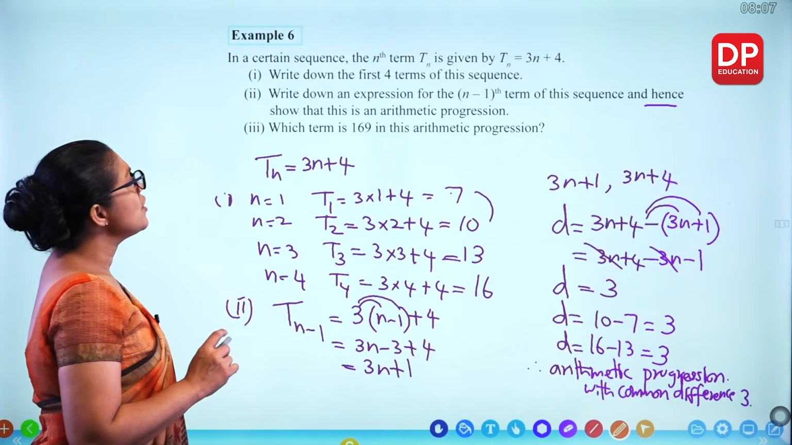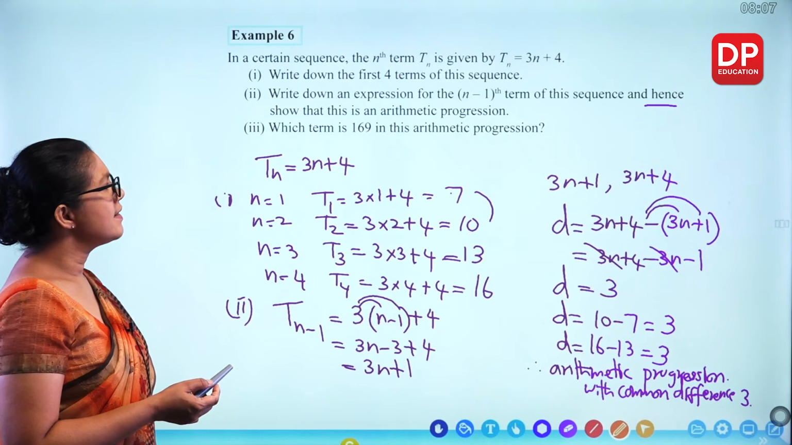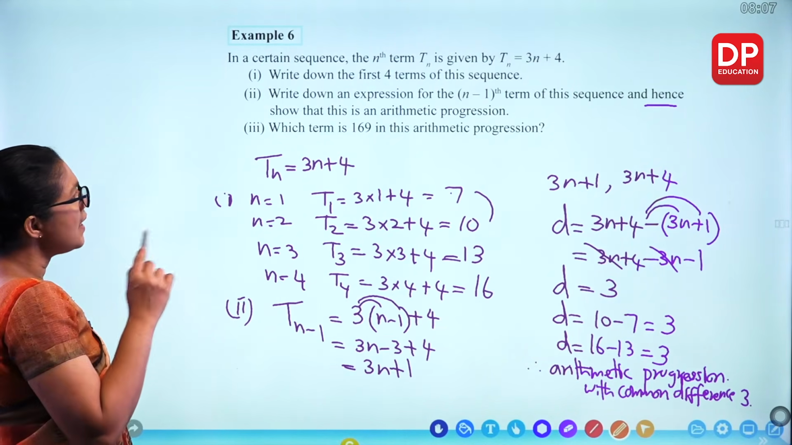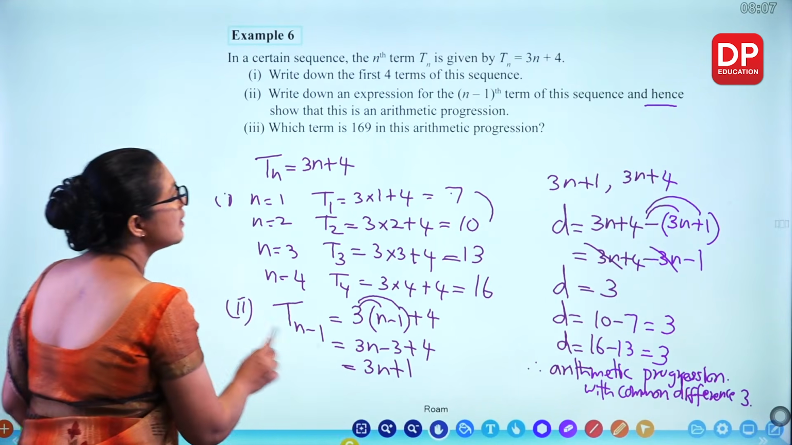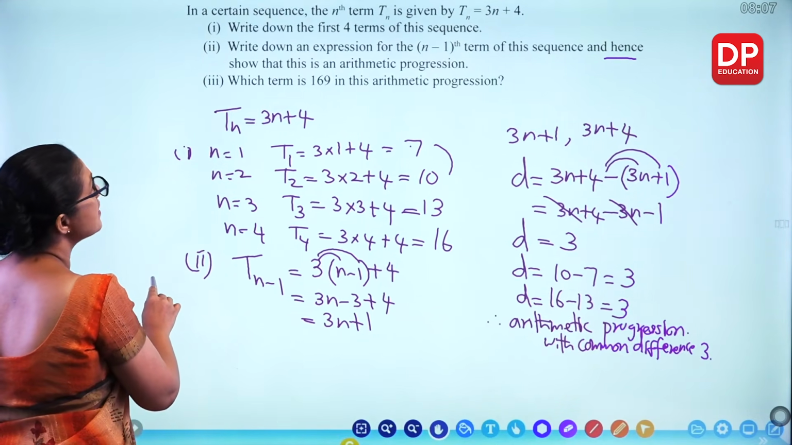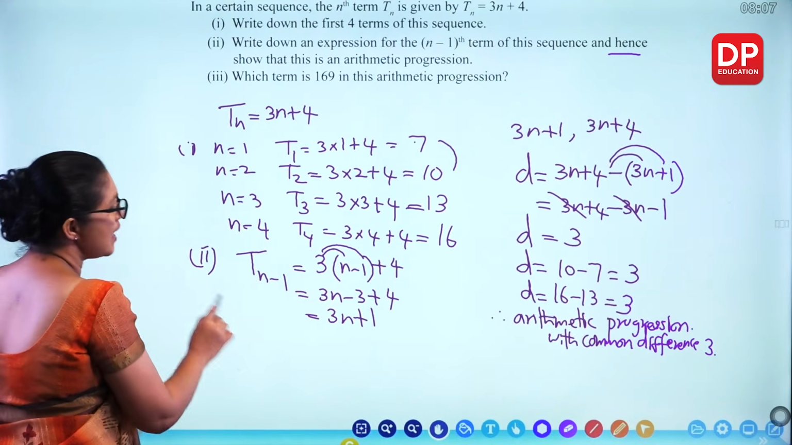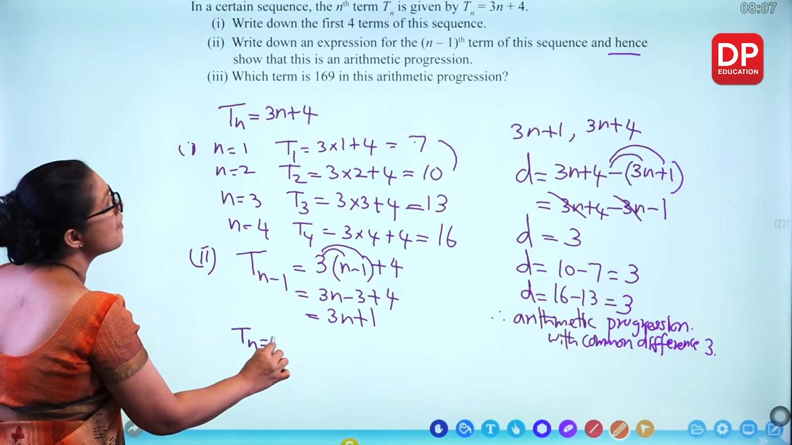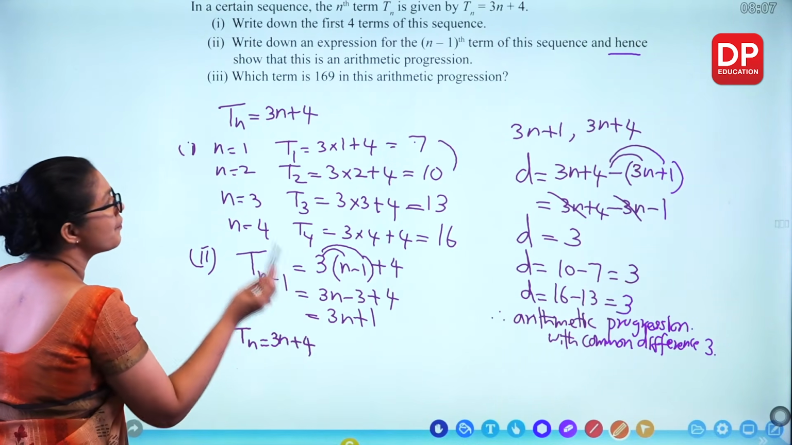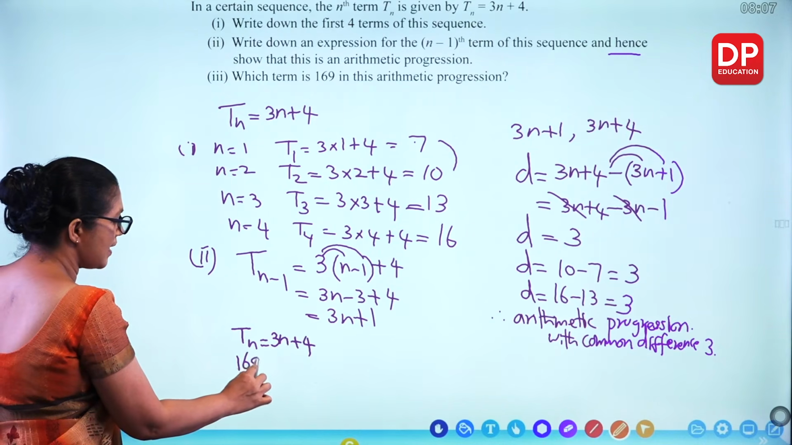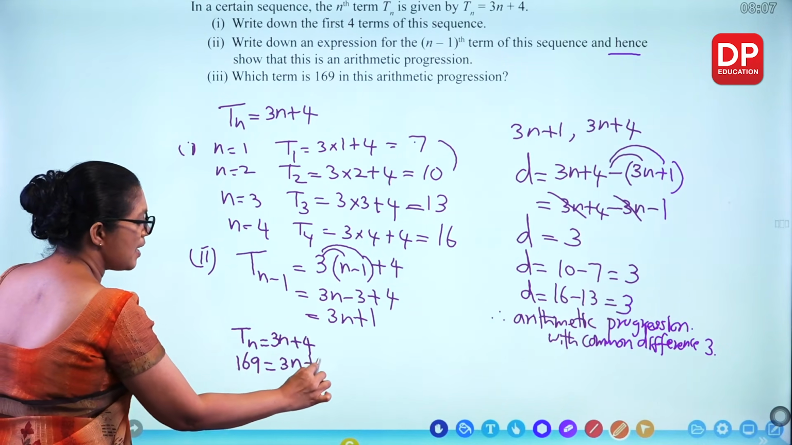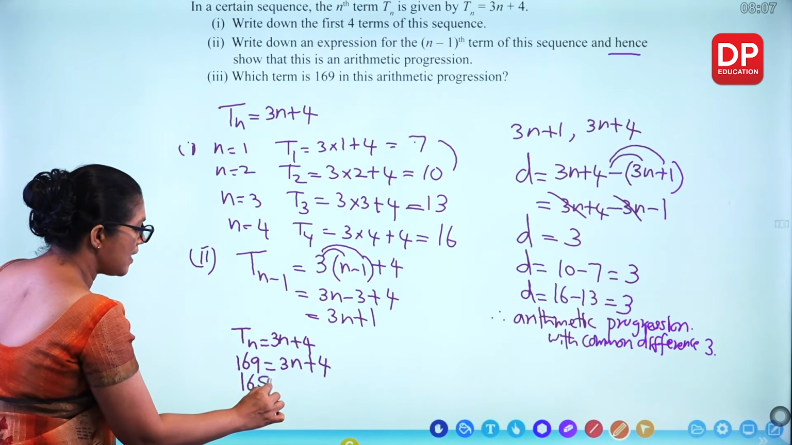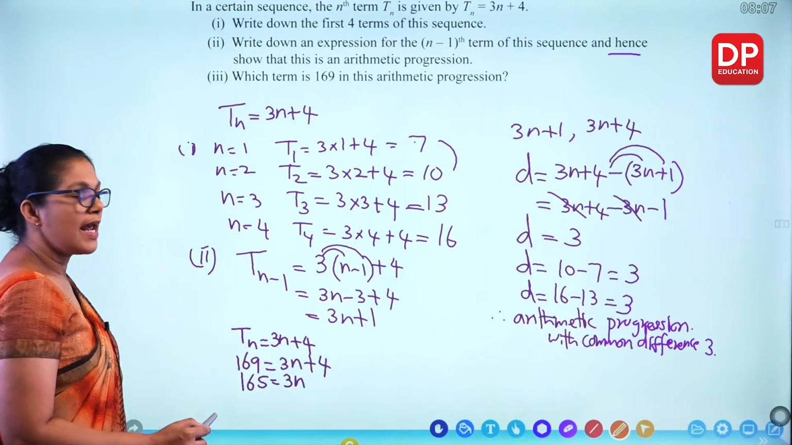Last part, which term is 169 in this arithmetic progression? So we'll plug it into the nth term formula. What is the nth term formula? Tn equals 3n plus 4. Now the term is 169, which is equal to 3n plus 4. Take 4 to the other side. 165 equals 3n. So find n.